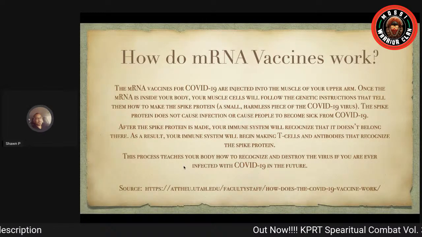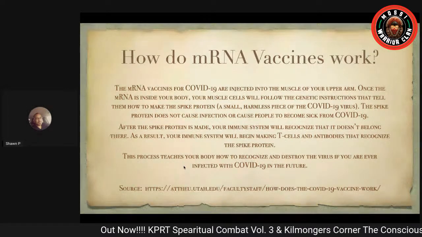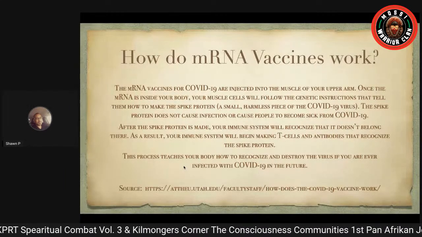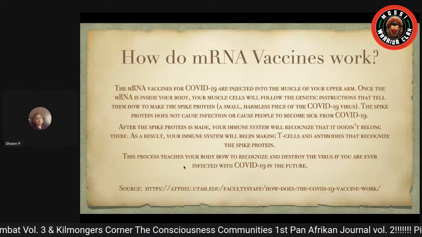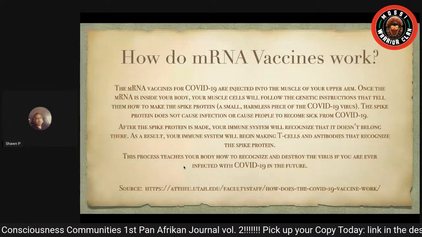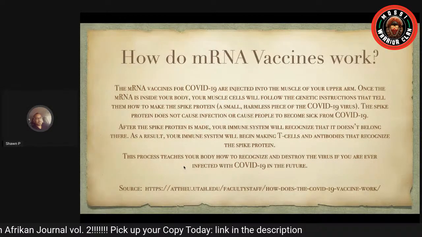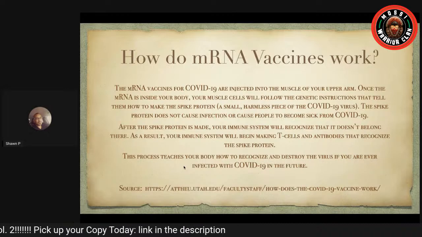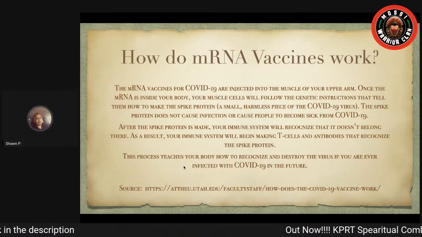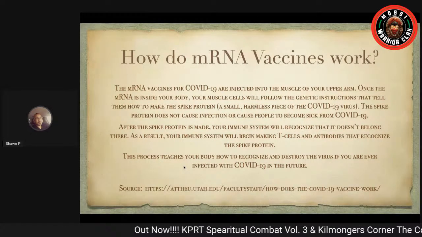Now, the spike protein does not cause infection or cause people to become sick from COVID-19. After the spike protein is made, your immune system will recognize that it doesn't belong there. Now, as a result, your immune system will begin making the T cells and antibodies that recognize the spike protein. This is that journey that I was talking about over 10 days. Now, this process teaches your body how to recognize and destroy the virus if you are ever infected with COVID-19 in the future.